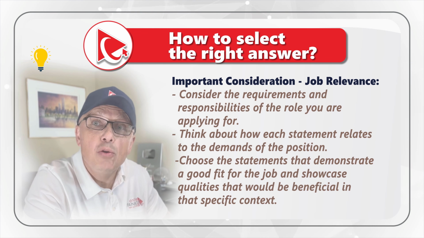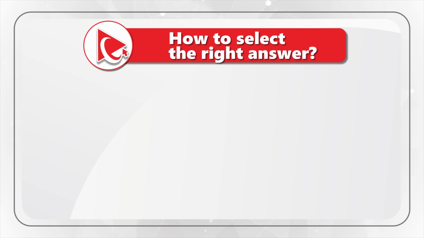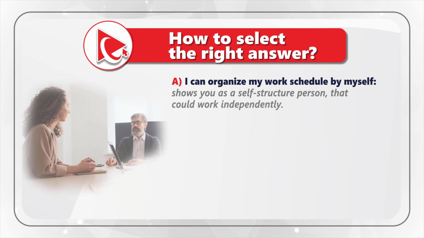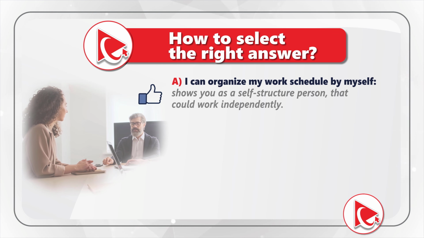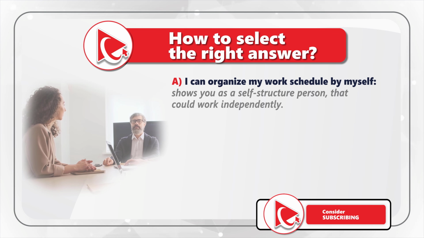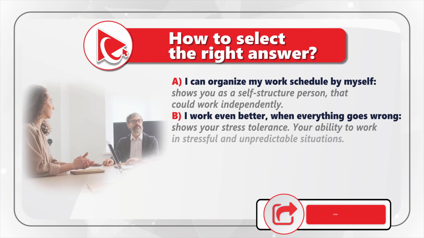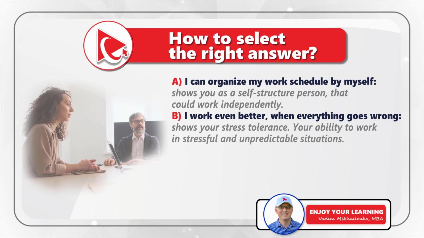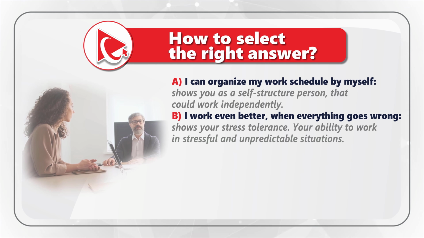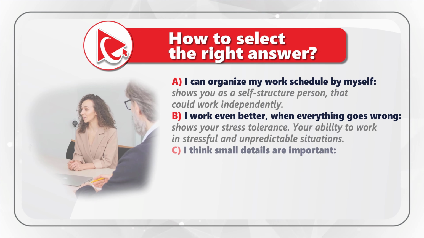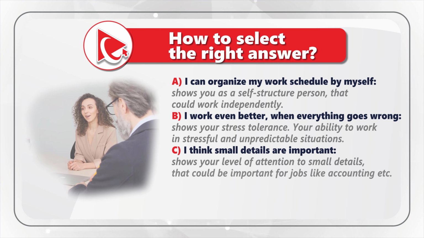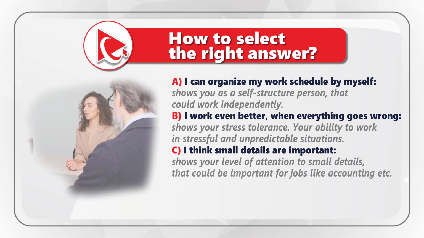Let's take a look at how you would select the right answer in the specific categories. Let's start by looking at choice A. I can organize my work schedule by myself. If you choose this answer, it would show that you're a self-structured person who could work independently. Choice B, I work even better when everything goes wrong, shows your stress tolerance, your ability to work in stressful and unpredictable situations.